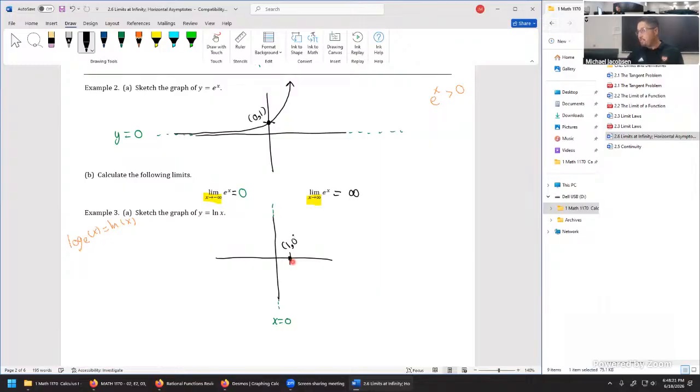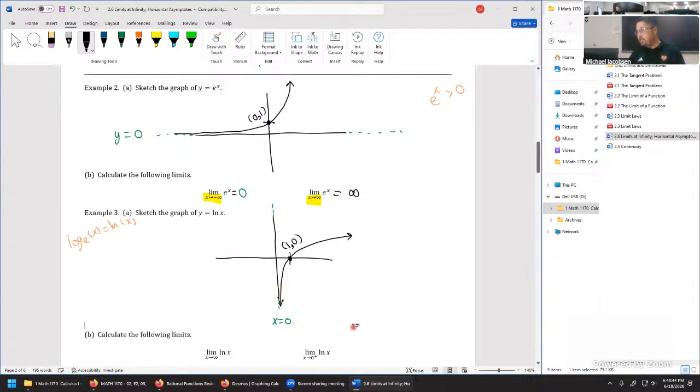Put down the ordered pairs just for emphasis. And then here's what the natural log curve would look like. Roughly about like that. It's going to grow without bound, just extremely slowly. It's going to approach the y-axis very, very rapidly towards that vertical asymptote.